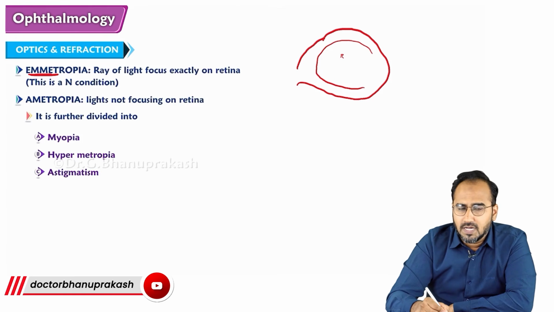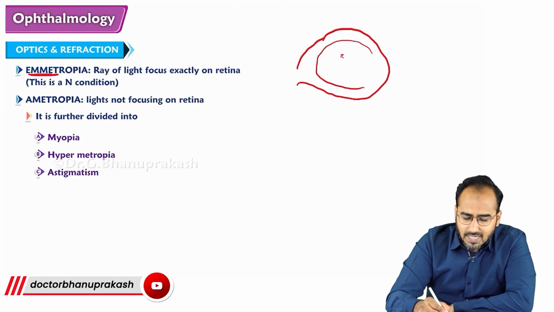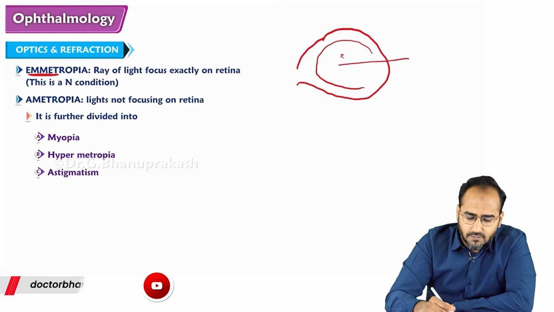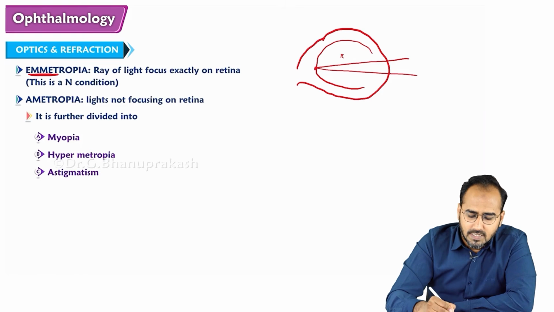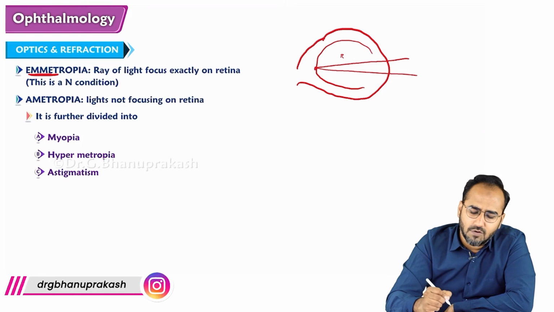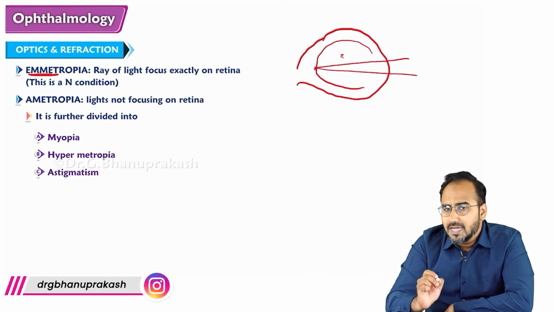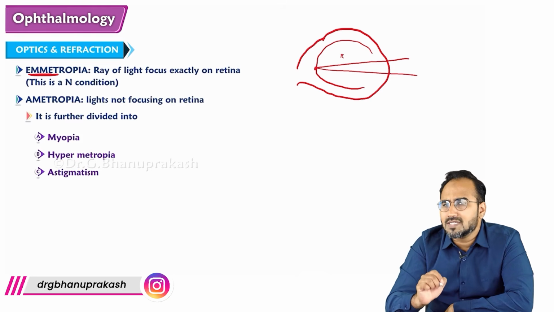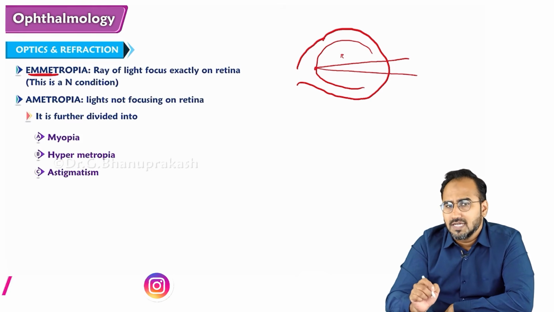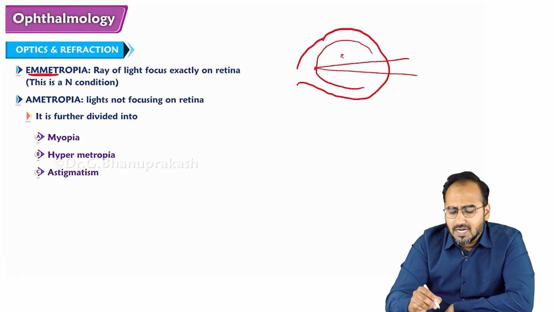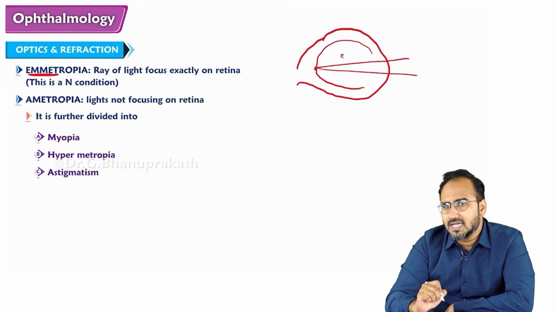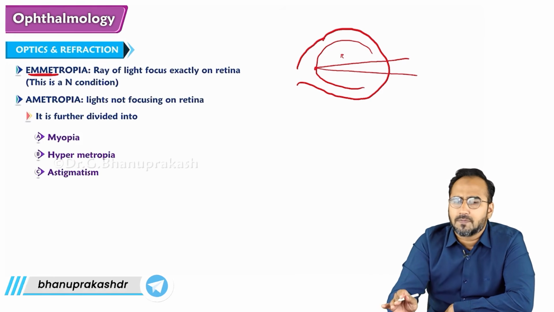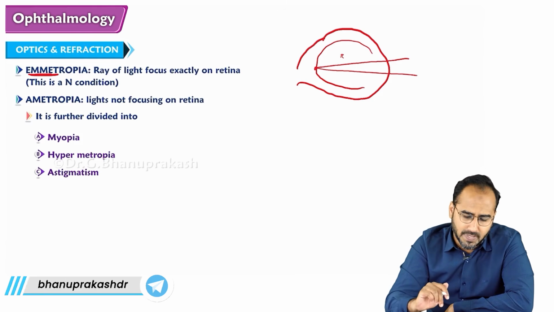When do you say a person is emmetropic? That is, the light rays from infinity focus on the retina. Light rays traveling from infinity focus on the center point of the retina. He is called emmetropia. Normally, those who are listening to this lecture without glasses, their light rays are focusing on the retina. That is, they have no power problem. They are emmetropic.